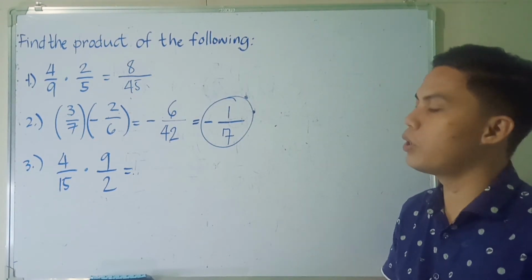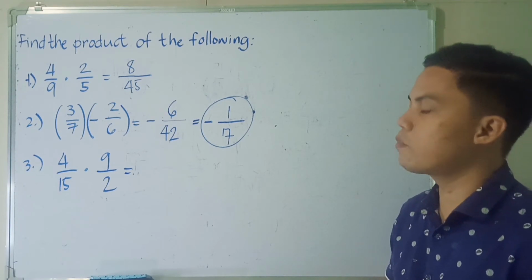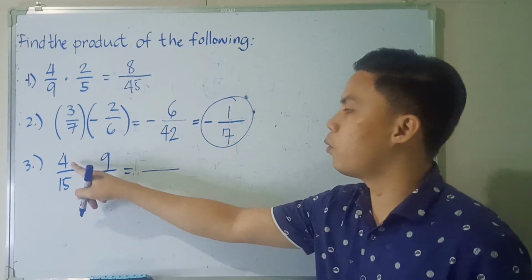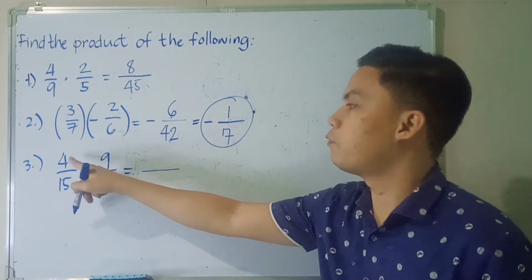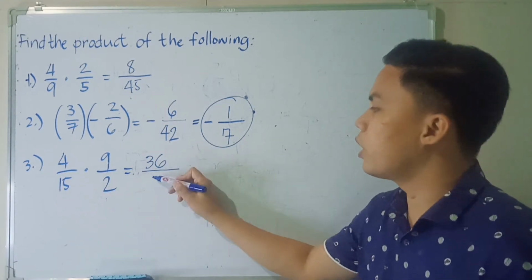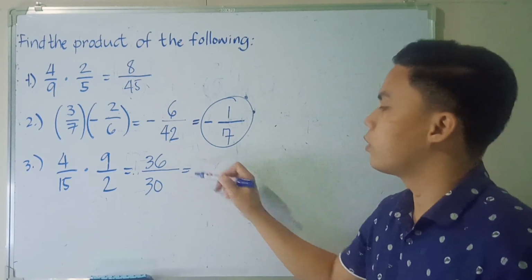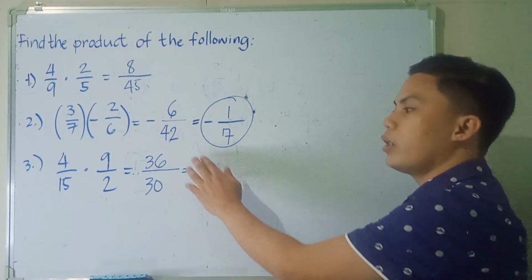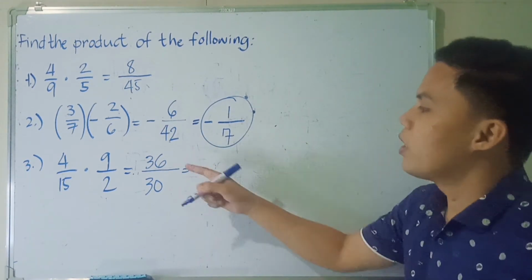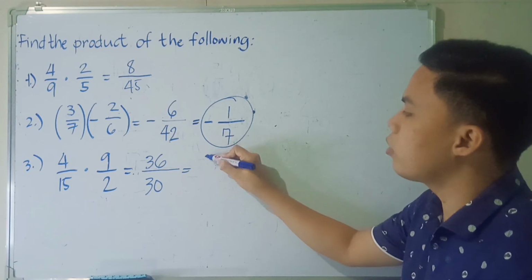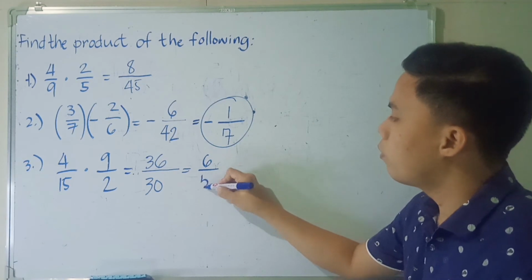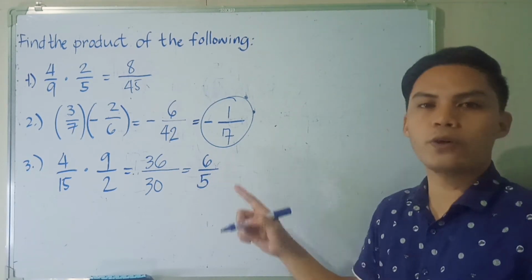Okay, how about number 3? We have 4 over 15 times 9 over 2. So, numerator times numerator, we have 4 over 9. We have 4 times 9, that is equal to 36. 15 times 2, that is equal to 30. Okay, we can simplify further. Pwede natin i-divide yung numerator and denominator by 6. Okay. So, 36 divided by 6 is equal to 6. 30 divided by 6 is equal to 5. So, we have 6 over 5.